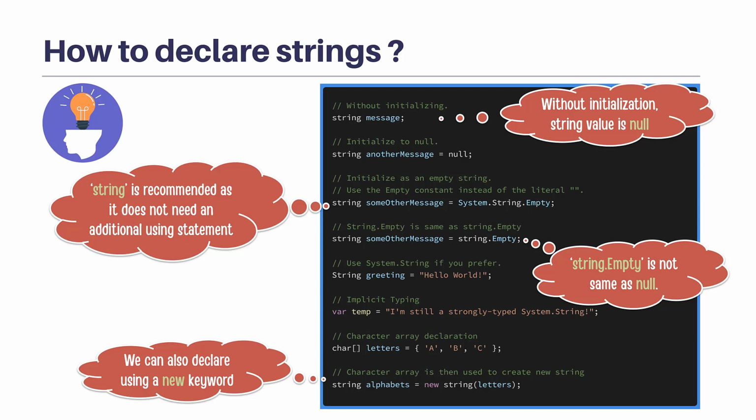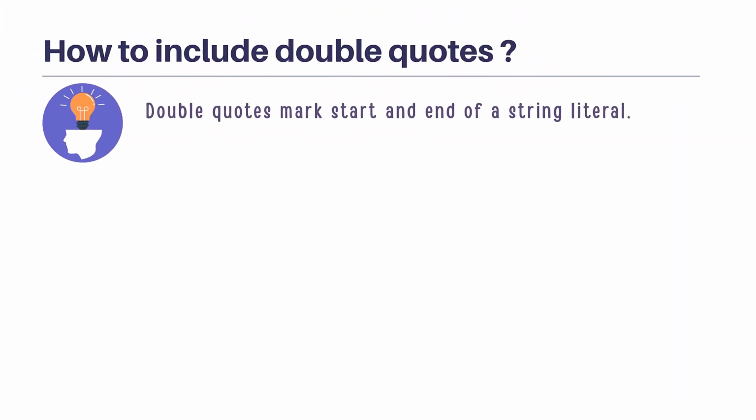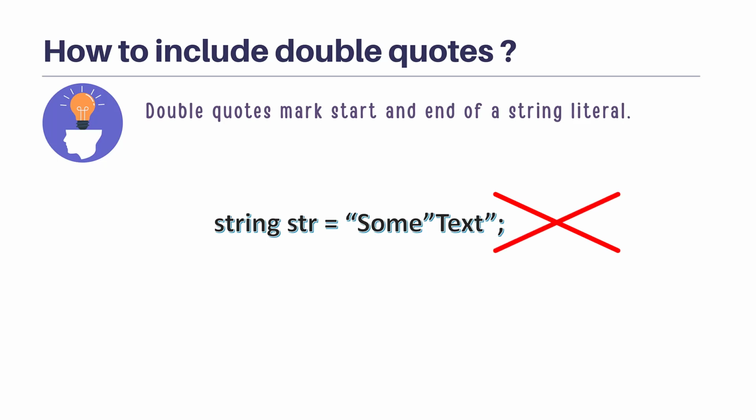We know that the string value is specified within double quotes. But what if we want to include double quotes inside the string? There is one example shown here. If we include a double quote like this, then the compiler will give an error. It will say that the string literal is not well formed. So what can we do to include double quotes inside the string? Escape sequence is the answer.